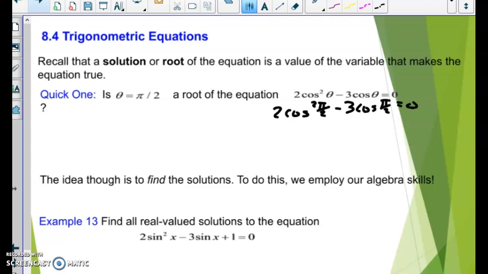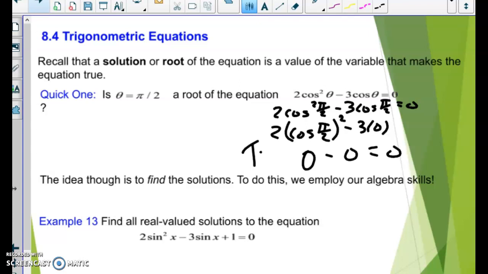Well, let's plug in, and we know that the cosine, this means cosine pi over 2 squared. That's what that means. Notation. And the cosine at pi over 2 is the x value, which is 0. 0 squared is 0. 0 times 2 is 0. Minus the cosine at pi over 2 is, of course, 0 again. And 0 times 3 is 0. And I get, yes, that's a true statement just by plugging it in.